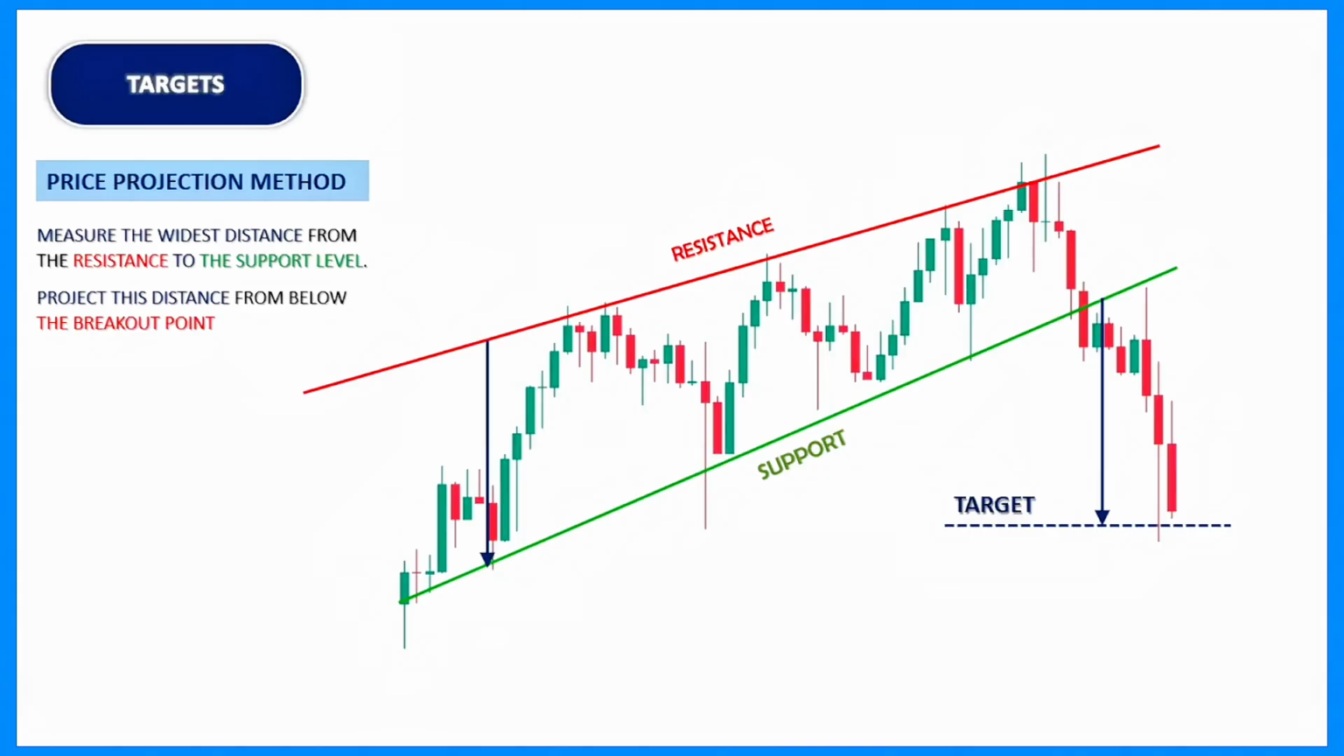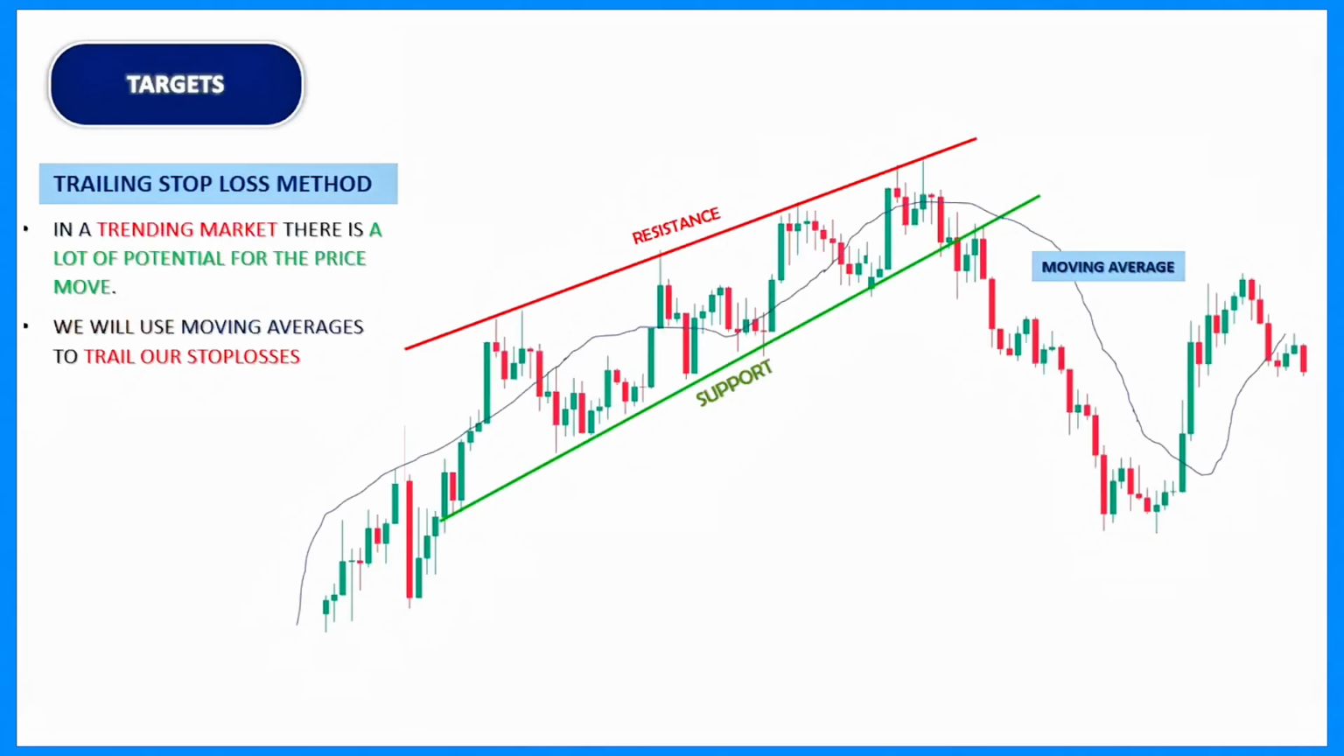How to set a target for the rising wedge pattern. There are many ways to lock in profits, but one of the most common approaches is to have a predefined profit target. The target can be measured by taking the distance of the back of the wedge, the widest portion of the pattern from support to resistance, and extending this distance downward from the trend line breakout point. You can also choose to trail your stop loss until the market takes you out.